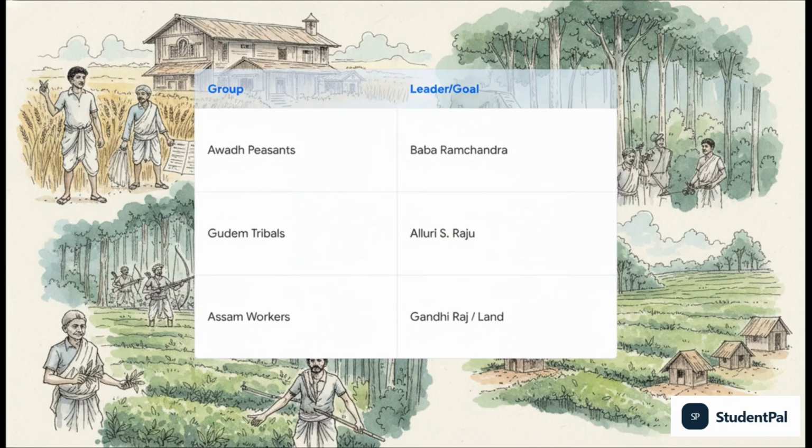which, by the way, actually went completely against Gandhi's strict rule of nonviolence. And over in Assam, plantation workers believed Swaraj meant finally getting land in their own home villages. They all invoked Gandhi's name, absolutely, but they completely reinterpreted the movement to solve their own specific local struggles.